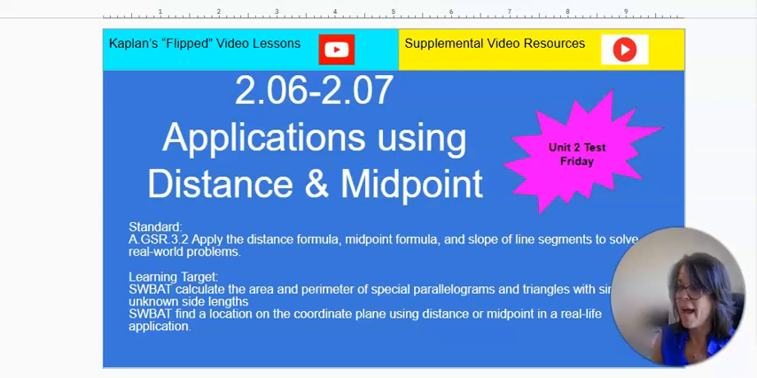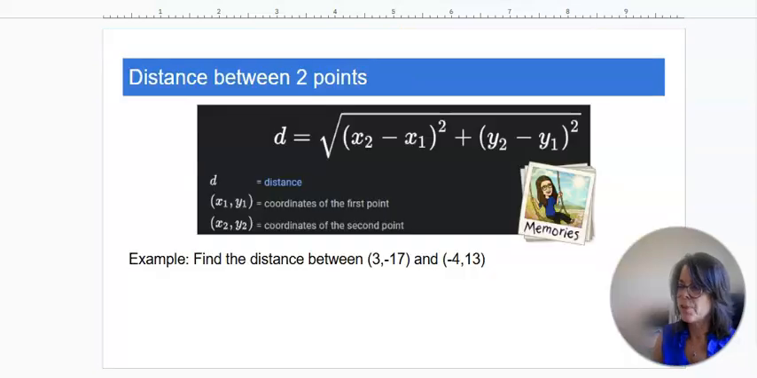This lesson is on applications using distance and midpoint. We're going to start with the distance formula. Now this formula is on your formula sheet that is available to you on every test, including the state exam, the EOC. The hardest part of this is actually just typing it into the calculator properly. So we will practice doing that in class.